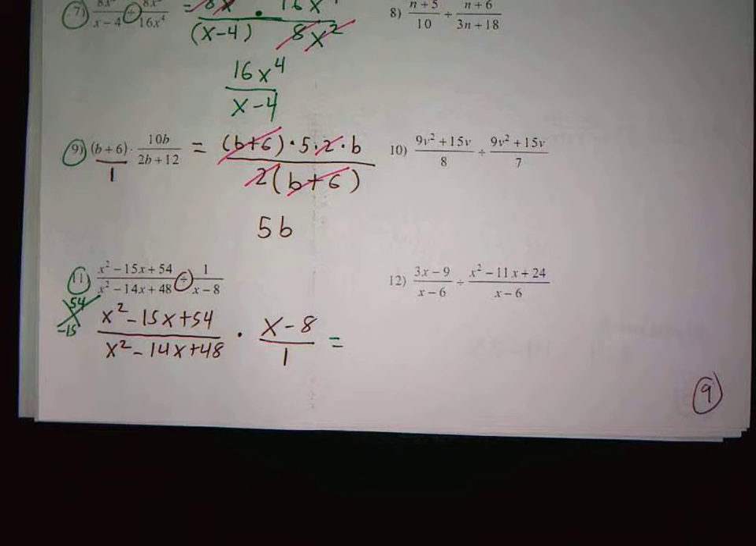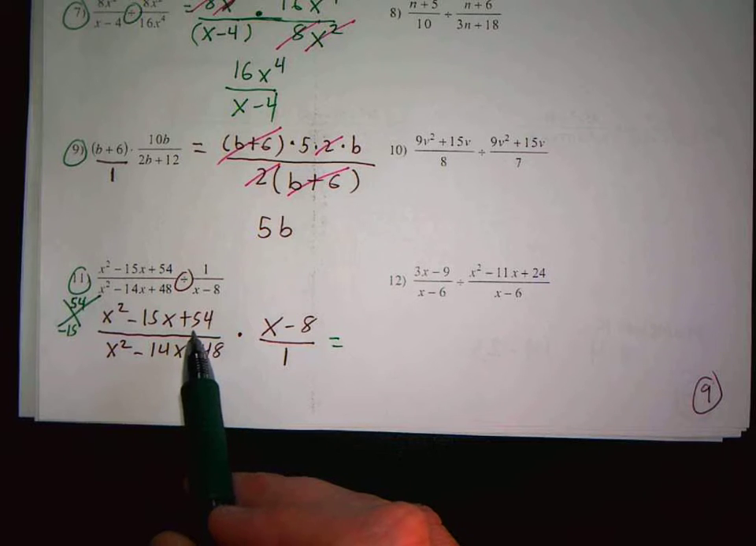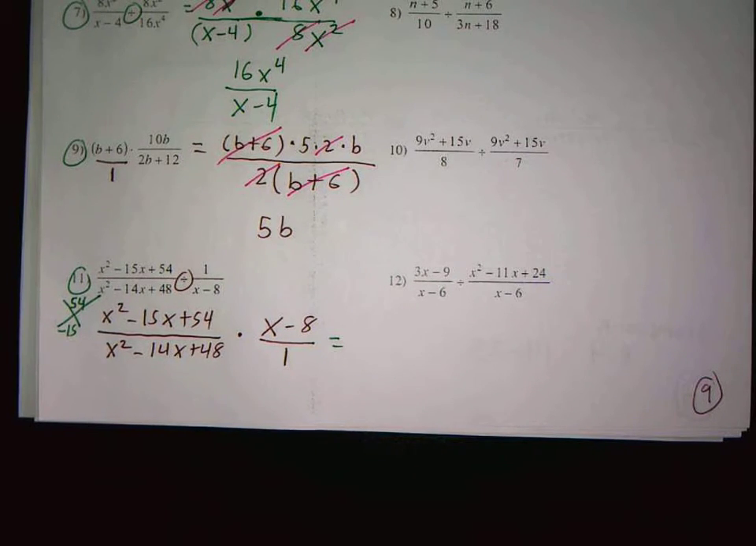Let's think through that. My brain's not working either. Well, 8 times 7 is 56. Right? 6 and 9. 9 and negative 6. You're both close, but in order to add to negative 15 and multiply to 54, it'd be negative 9, negative 6, right?